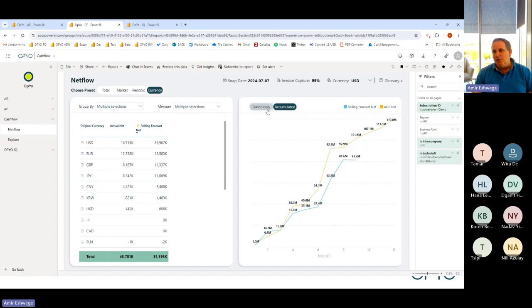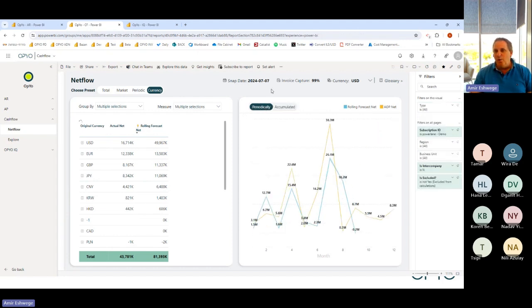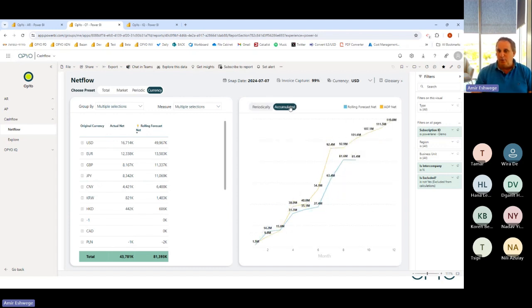On the graph side, we'll always show the periodic or the accumulated view. That means I want to see what happened in the different periods, or I want to see an accumulated view of how the cash is building up over time compared to the AOP.